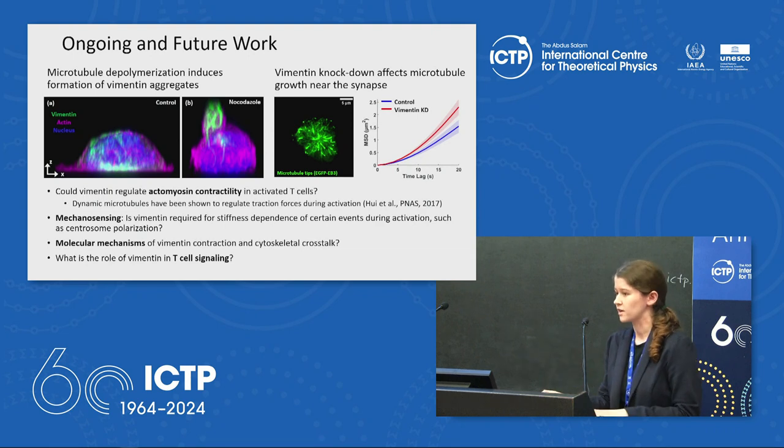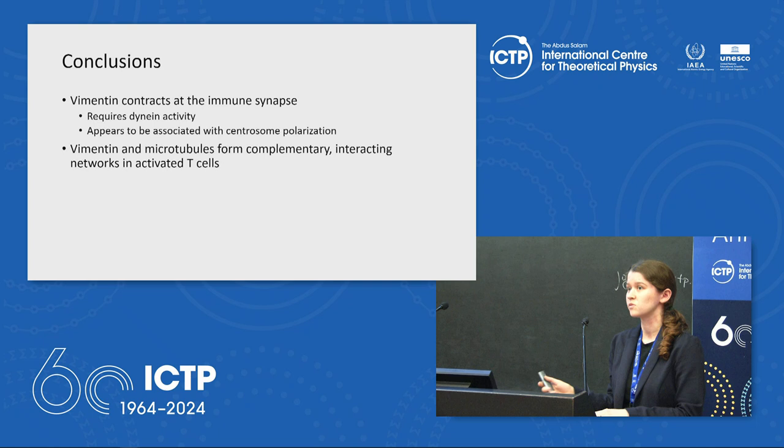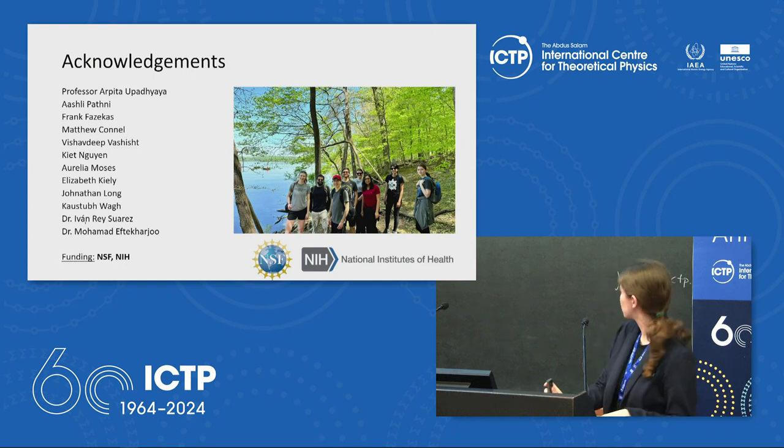So in conclusion, we've noticed that vimentin appears to contract at the immune synapse and that this contraction requires activity of dynein and may be associated with centrosome polarization. We've done some preliminary research into vimentin and microtubules and how they might form complementary interacting networks in these activated cells. And to conclude, I'd just like to thank my lab and sources of funding. Thanks.